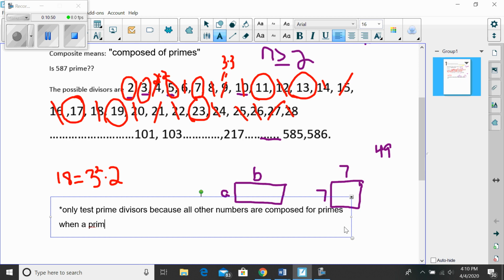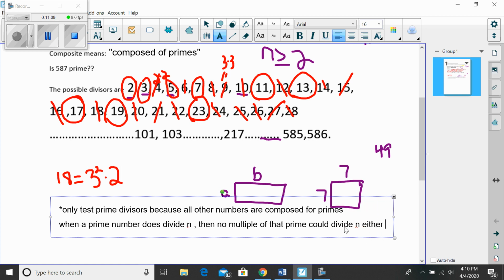When a prime number doesn't divide n, I'm going to call our number n, then no multiple of that prime could divide n either. That's because all multiples of this prime would be composed of that prime. So if n was not composed of the original prime, it's not going to be composed of a multiple of that prime either.